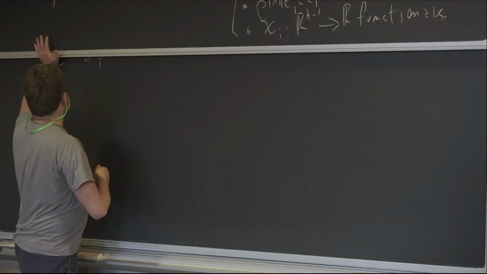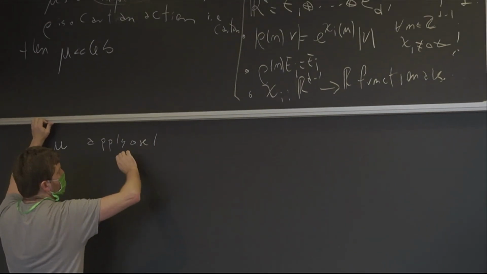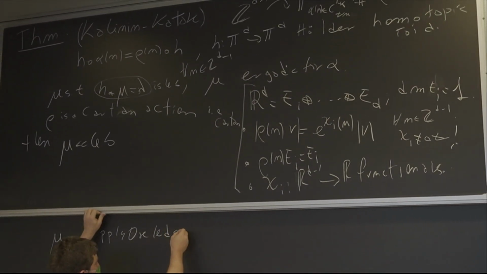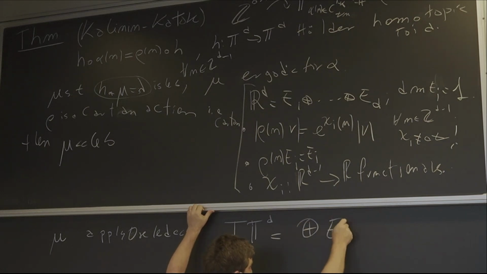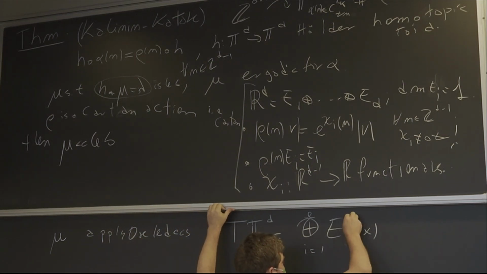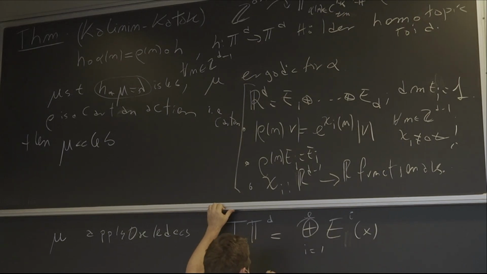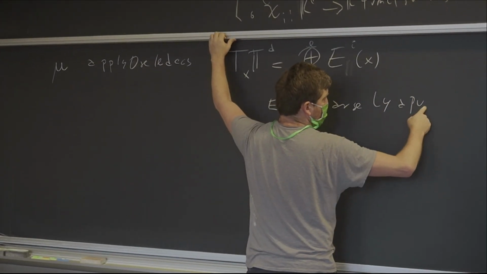We take mu, we apply oscillators, and get a splitting of the tangent bundle TTD equals the sum up to some L, and actually I can even put the i upstairs, and these are the coarse Lyapunov spaces.